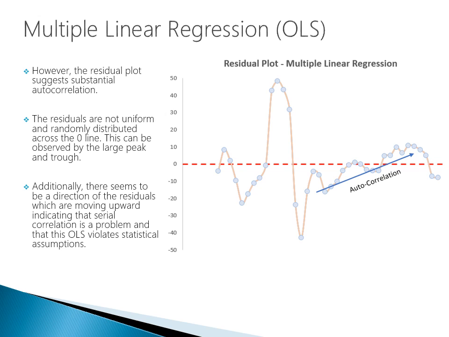So a general shape of the dots moving in a direction is a visual indicator that we can use for detecting serial correlation or autocorrelation. So when you're looking at residual plots, look for this pattern as well.